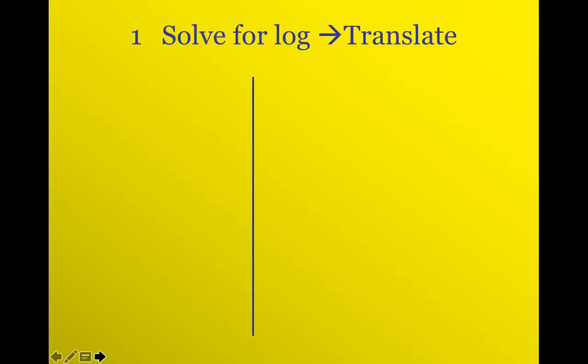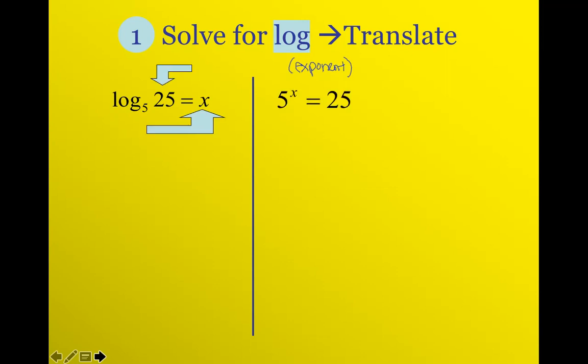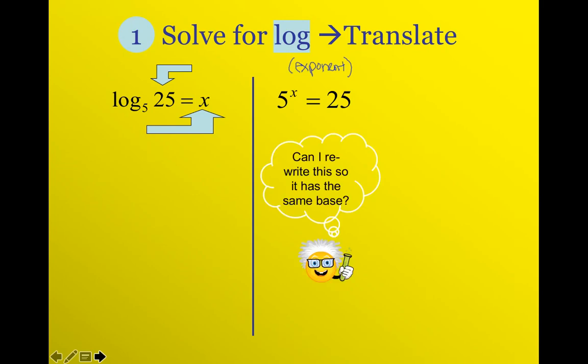Let's look at solving for the log. So this is like solving for the exponent. Solving for the log, which is solving for the exponent. Okay, so log base 5 of 25 is x. The exponent that turns 5 into 25 is x. So 5 to the power of x equals 25, right?